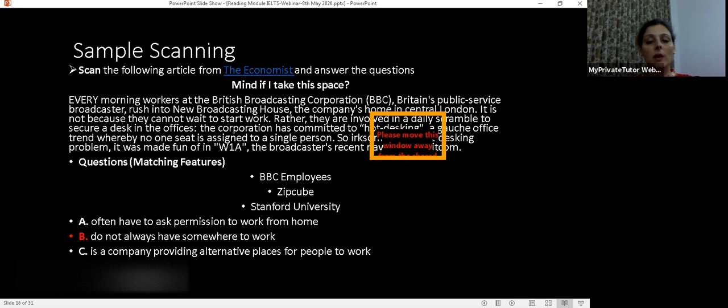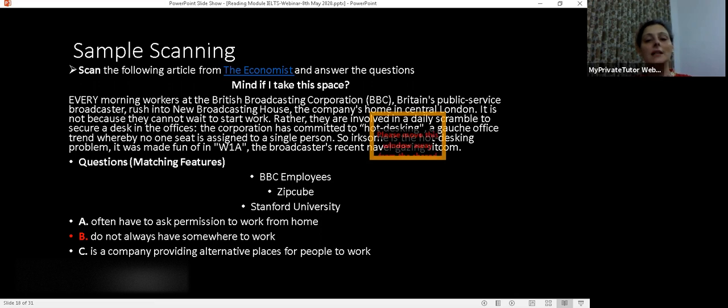So BBC employees, Stanford University is there. So they do not always have somewhere to work. Okay, every morning workers at the British Broadcasting Corporation, Britain's public sector broadcaster, rush to New Broadcasting House, the company's home in central London. It's not because they cannot wait to start work. Rather, they are involved in a daily scramble to secure a desk in the offices.